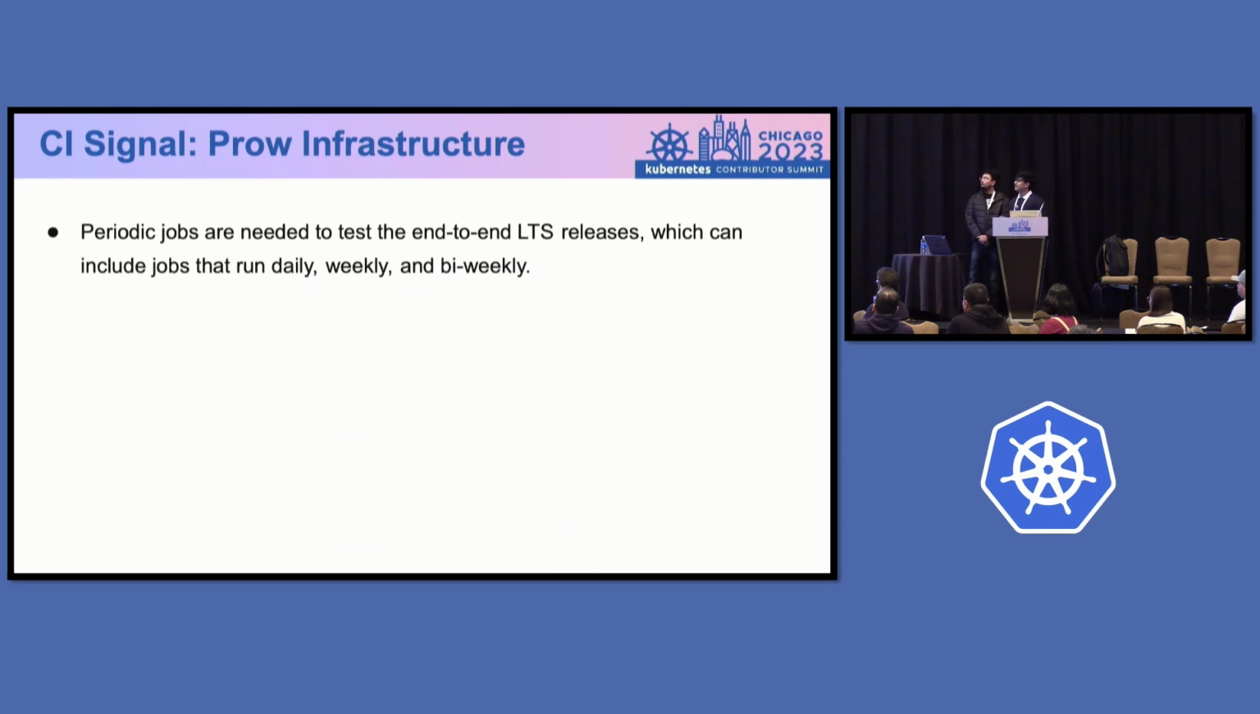Let's talk about the CI infrastructure. Periodic jobs are needed to test end-to-end LTS releases. Since there is no community support for the branches that we support as a part of LTS, all the fixes and backports that we do need to be thoroughly tested before making the release.